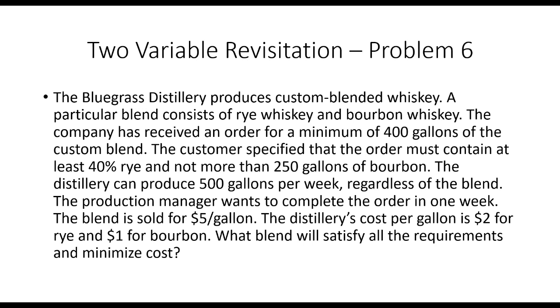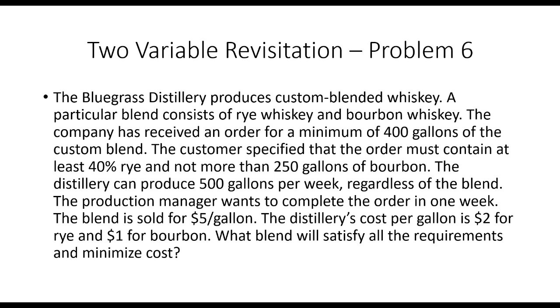That's what we know so far. Also, we know x1 must be greater than or equal to 160. x2, which is bourbon, cannot be more than 250. So x2 must be less than or equal to 250. The distillery can produce 500 gallons per week. This is not relevant. We produce 400 gallons. So the 500 is more than that. It doesn't enter into the equation.